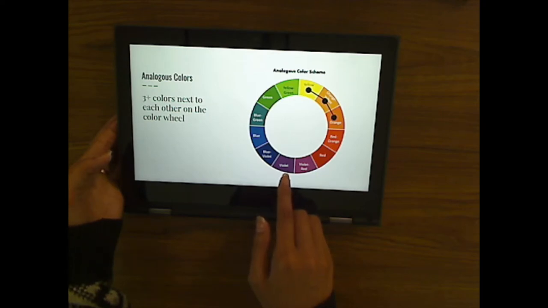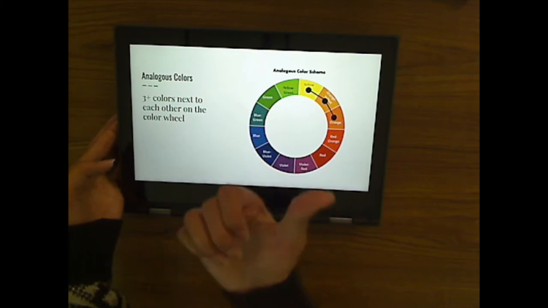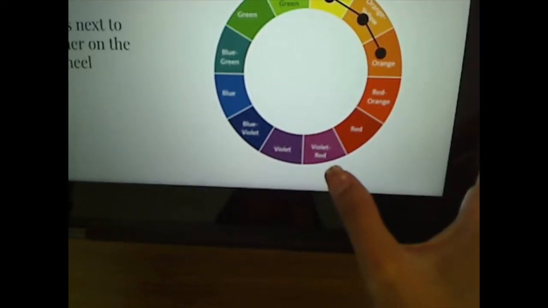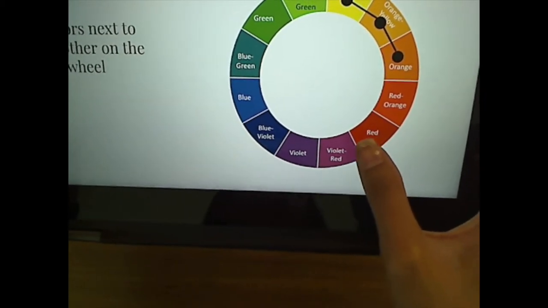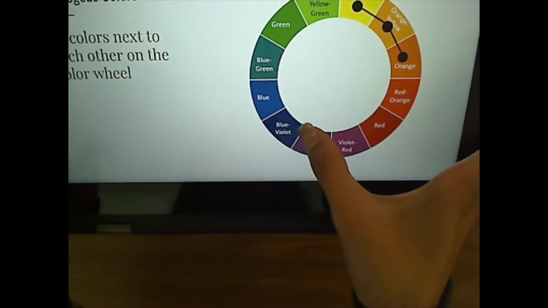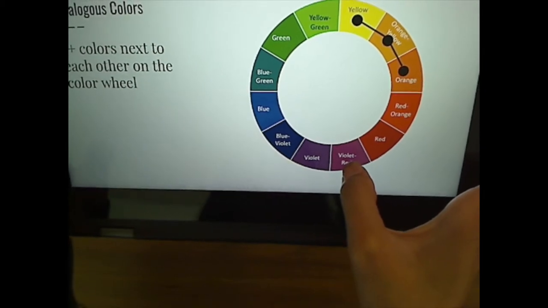We can go upwards this way. We can say violet, blue violet, and blue. We could go this way. We could say violet, violet red, and red. Or we can have violet be in the middle. So blue violet, violet, and violet red.